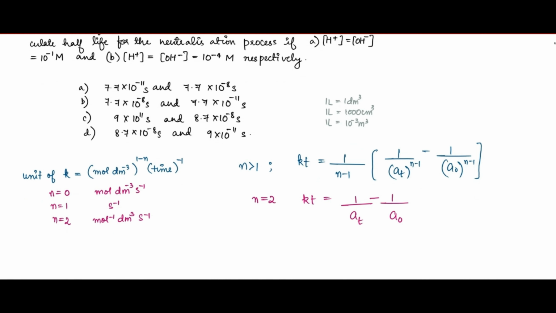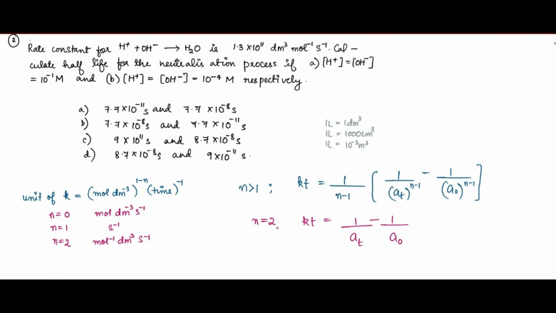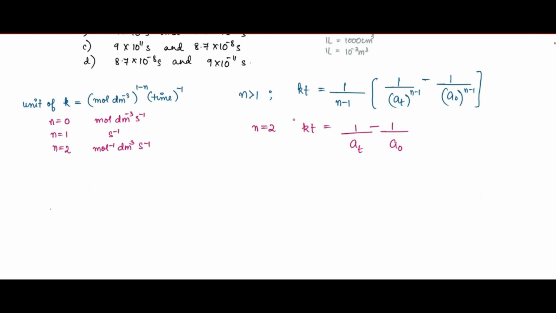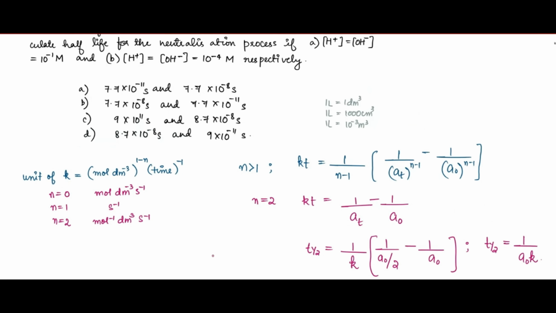T half. What would be T half? You have to calculate the half-life. Now, how do you calculate the half-life? T half is going to be equal to 1 by K; I'm taking K to the other side. At T half, how much of the concentration would be left? If initially it is A0, at T half only A0 by 2 will be left, right? So from this you will get the expression for T half. It is 1 by A0 into K. So now you have got the expression for T half.